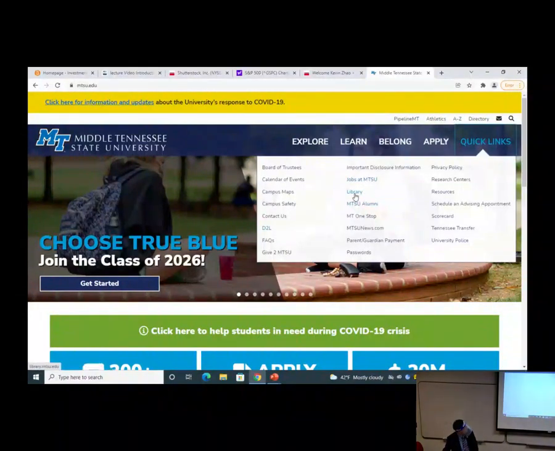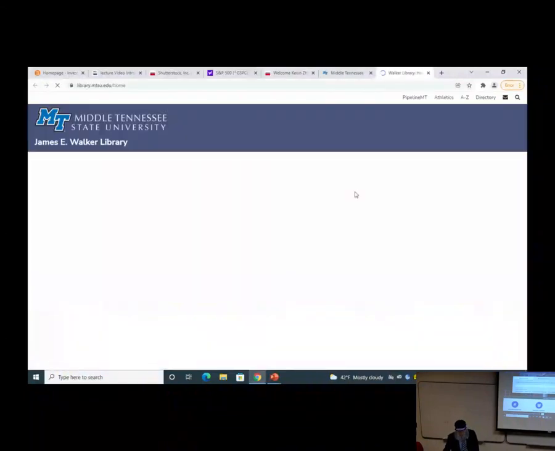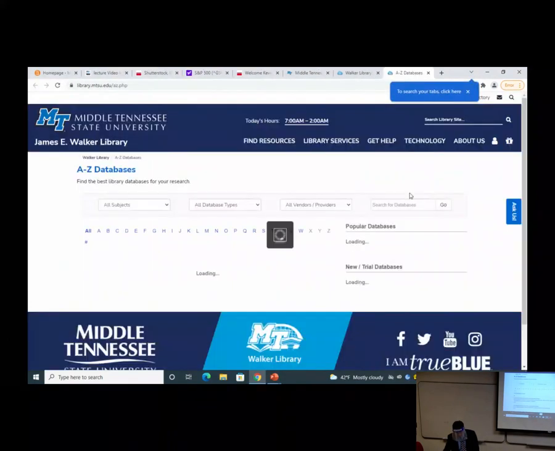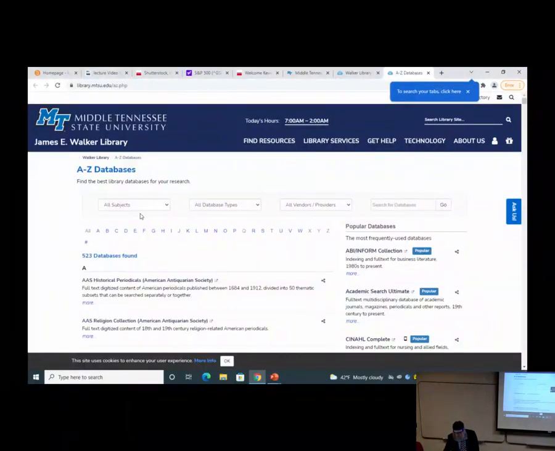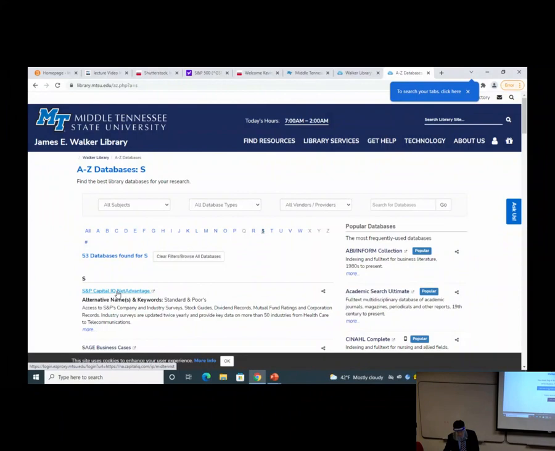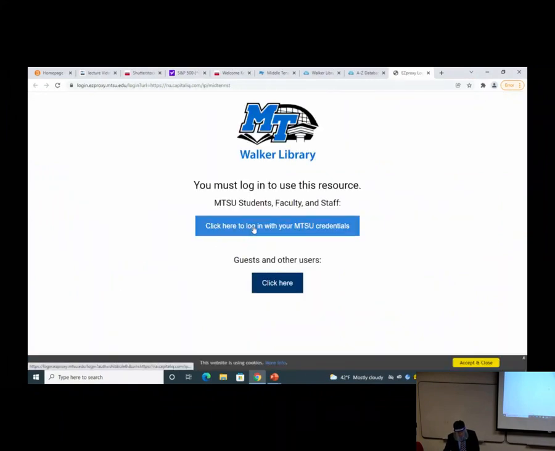And then you can go to the library first. I have it on my laptop. I can try and see how I did it. But I know it's added. And then database. It's called Capital IQ Net Advantage. And then you can log in from here.